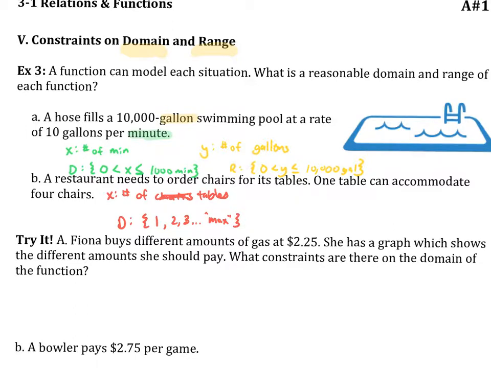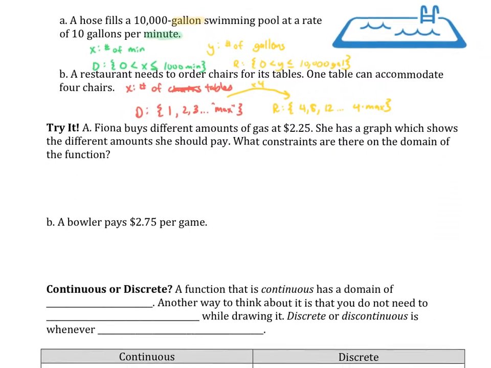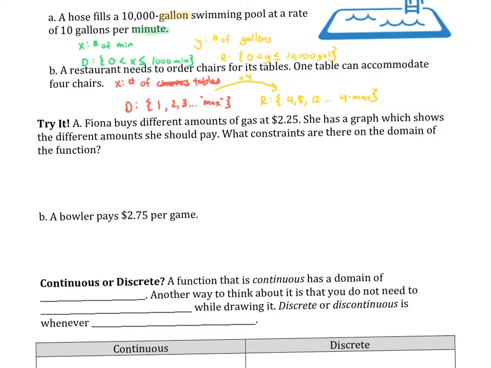Okay, now what about my range? Well, my range is whatever my domain is times 4. So 4 chairs, 8 chairs, 12 chairs, up to 4 times whatever my max is. Again, that's going to be dependent on the situation. You're going to check these out, and you can pause and then check your answer here.